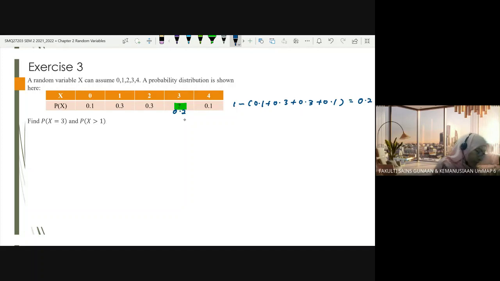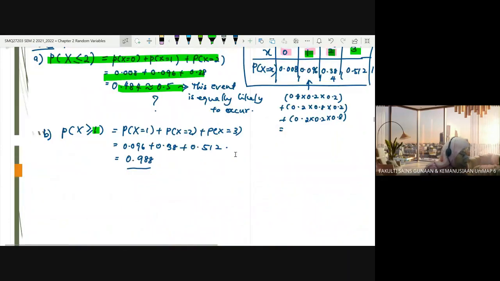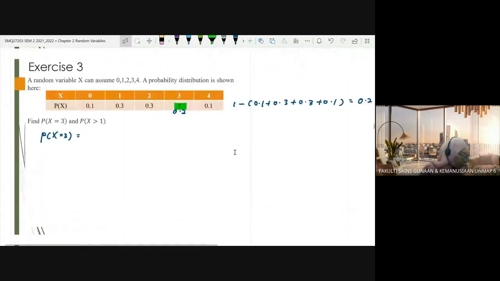Now you know that this is 0.2. Then you can start calculating exactly 3. Now, what about exactly 3? Okay, exactly 3. What is the value? So it will be 0.2. 1 minus all the values that you have just now, it will just be 0.2.